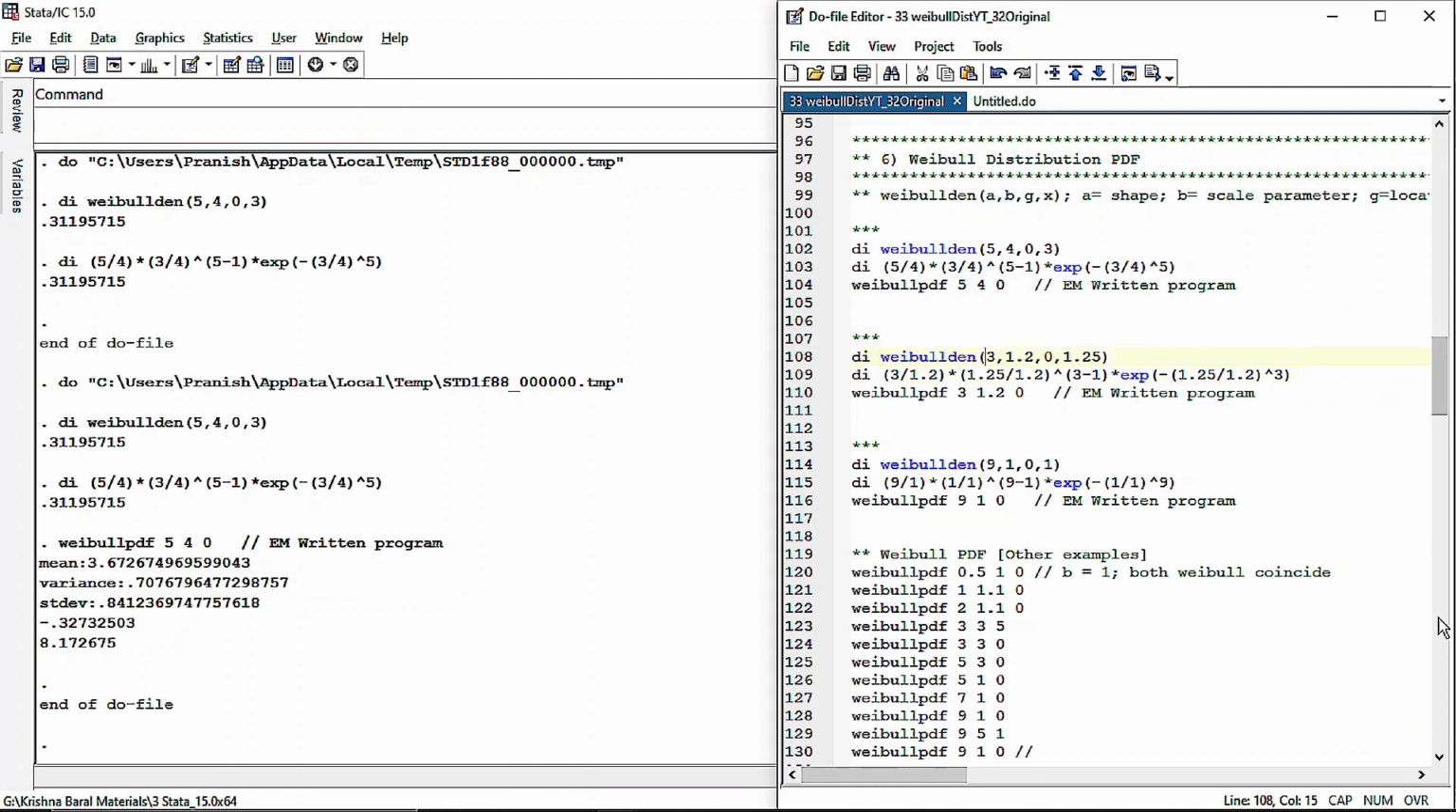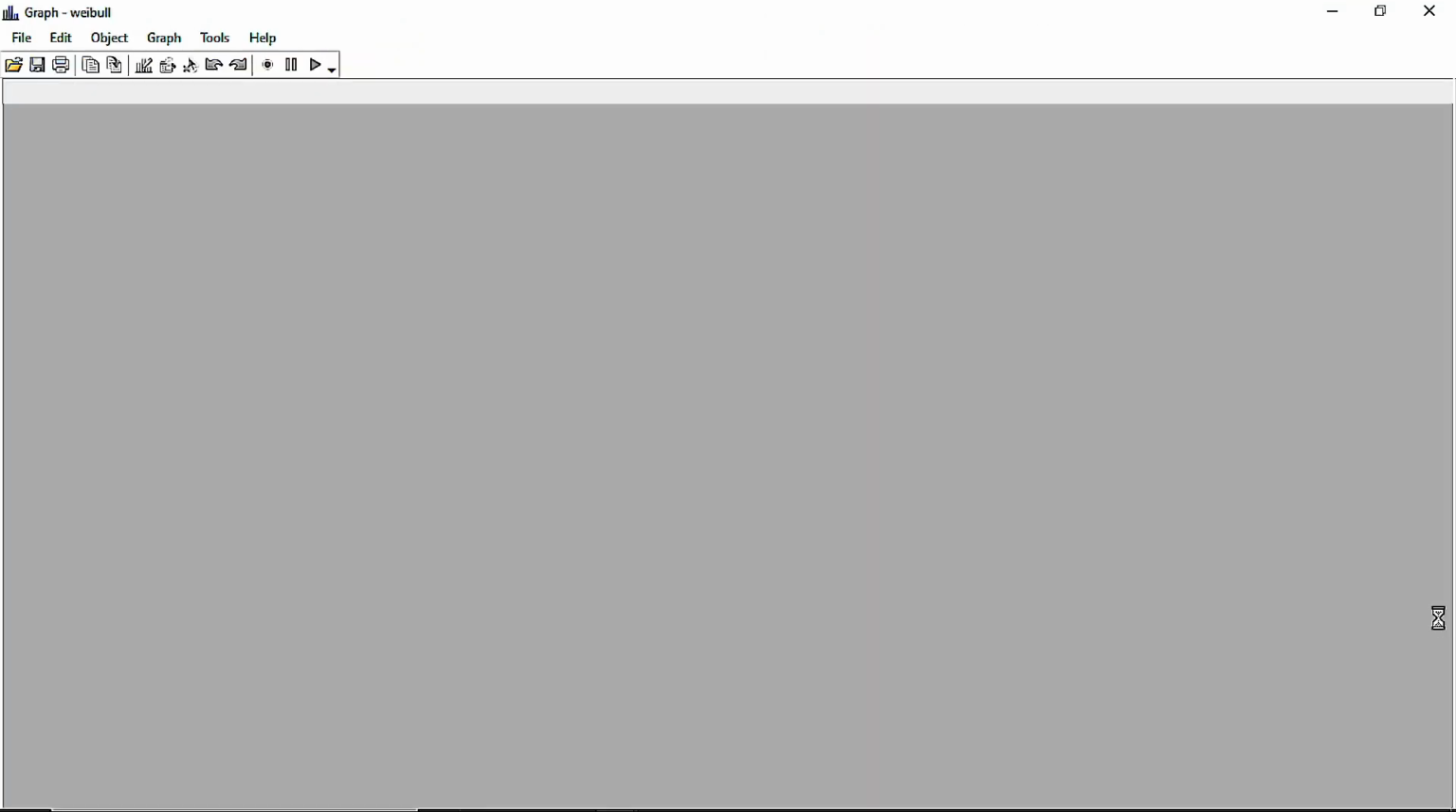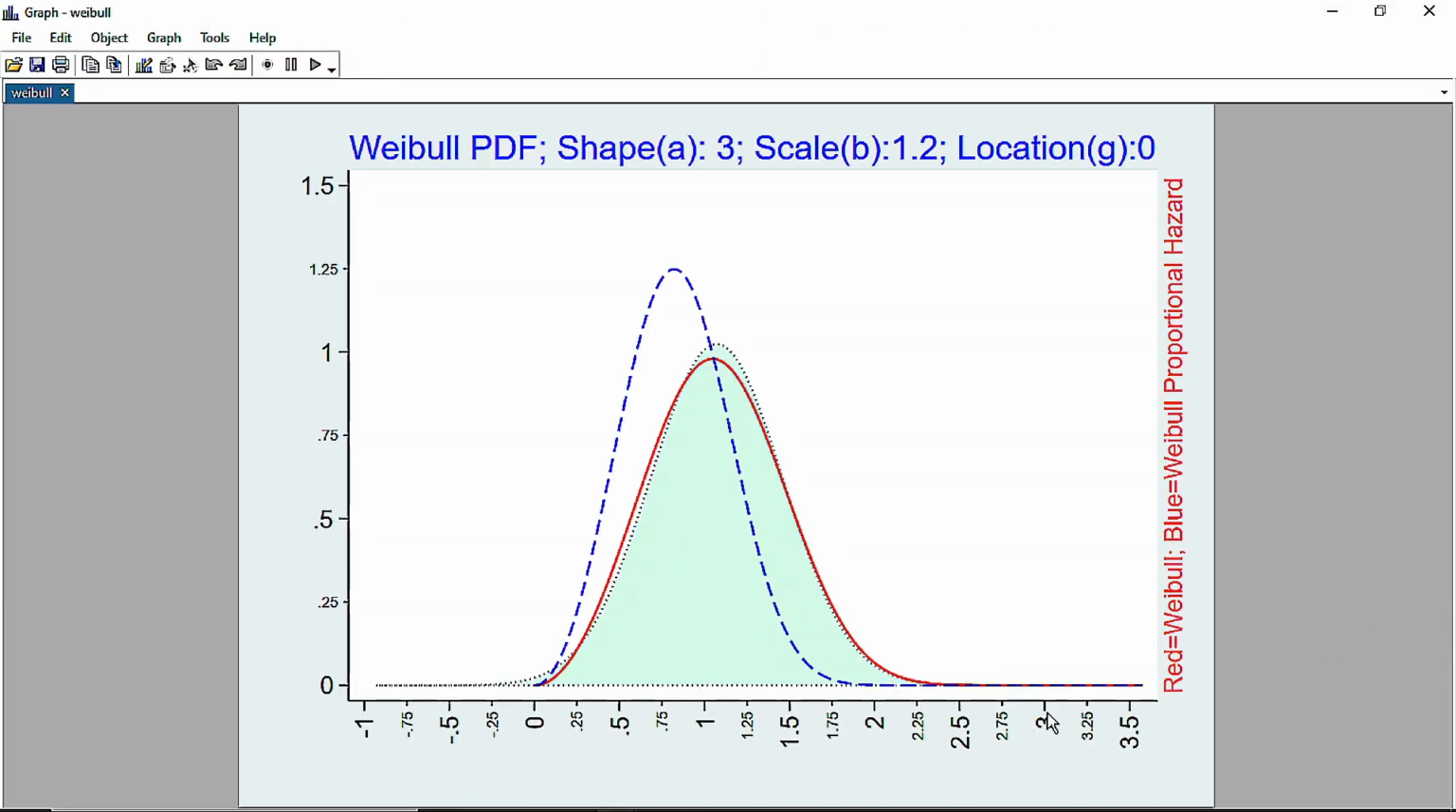The shape parameter is 3, the scale parameter is 1.2, the location parameter is 0, and the value of x is 1.25. Both the formulas should yield the same result. It is 87%, nearly 88%, and let us see it with the help of the graph as well. At 1.25, it is 87%, somewhere over here.